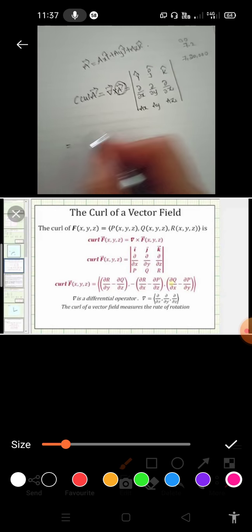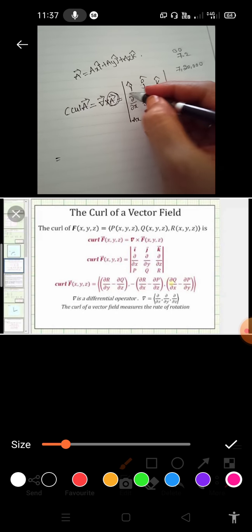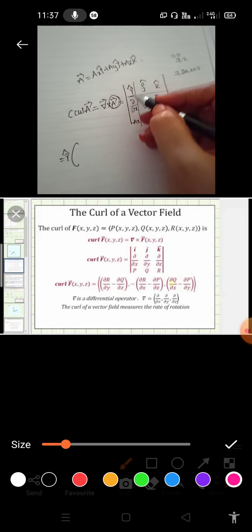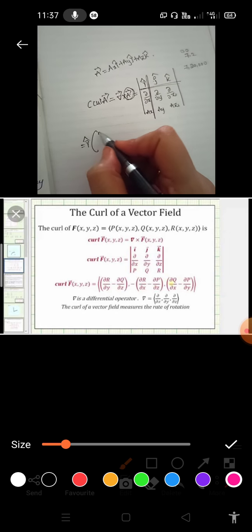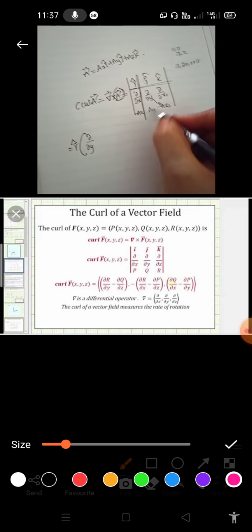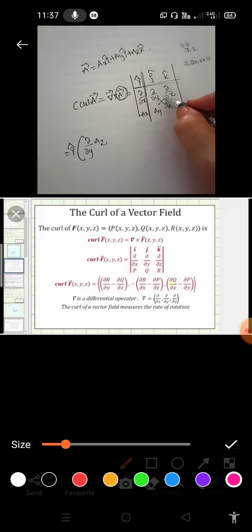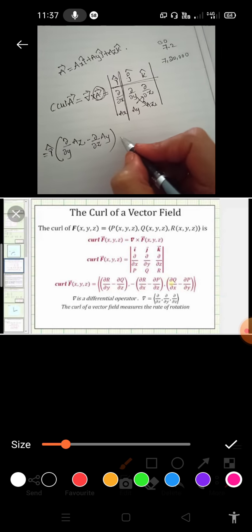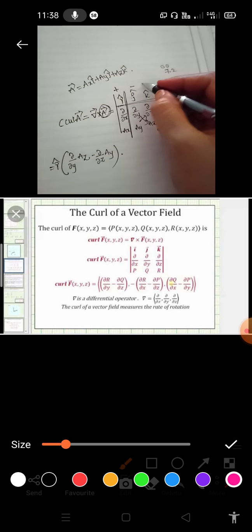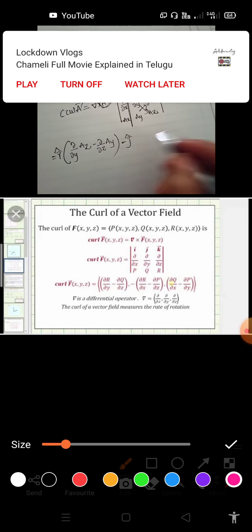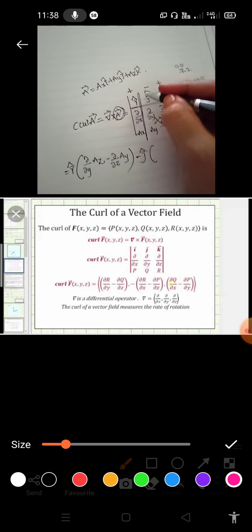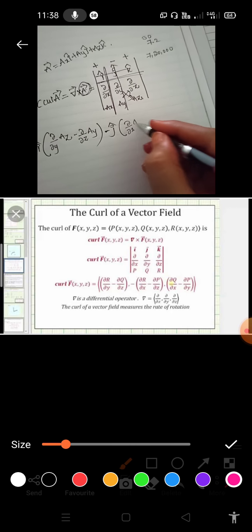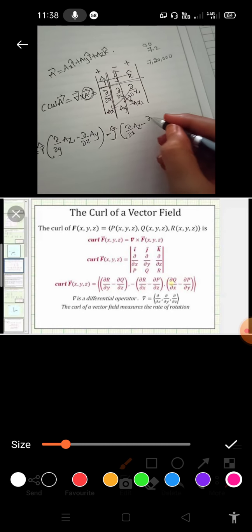Now how to find out this value? See here, first of all I am starting with i. The i row and i column. So i cap of, eliminating the row and column of i, what is left? ∂/∂y of Az minus ∂/∂z of Ay. And next, here it is plus, minus, plus. So minus j cap of, eliminating the jth row and jth column, what is left? ∂/∂x of Az minus ∂/∂z of Ax.